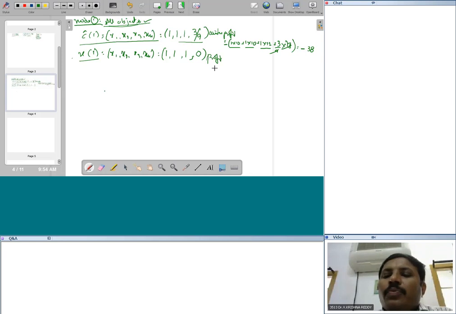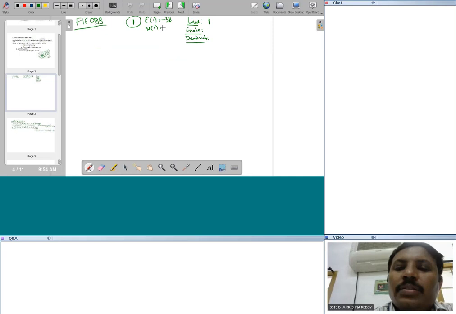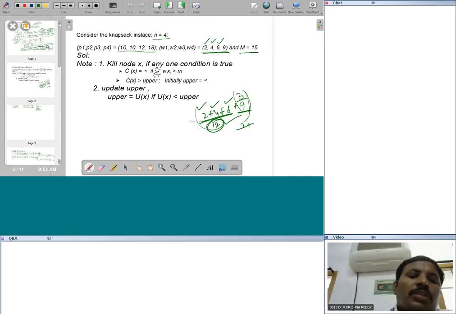It is first object 1 into 10, second object full 1 into 10, third object 1 into 12, fourth object 0 into 18. So the calculation is 32, but we simply add a minus sign as per our previous discussion of the branch and bound representation. So U of 1 is minus 32. Okay, so all of it is observed. There is a logic in the notation representation.